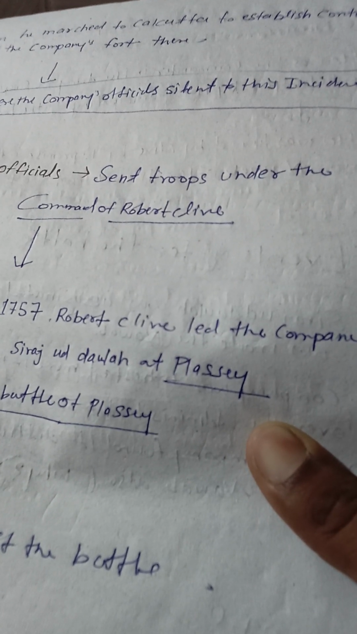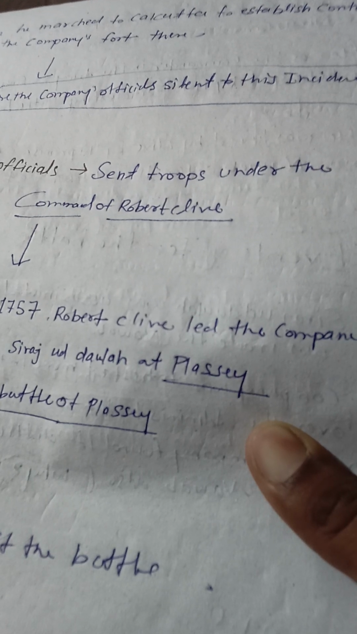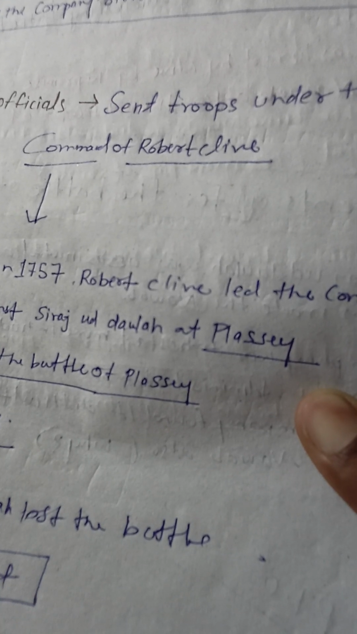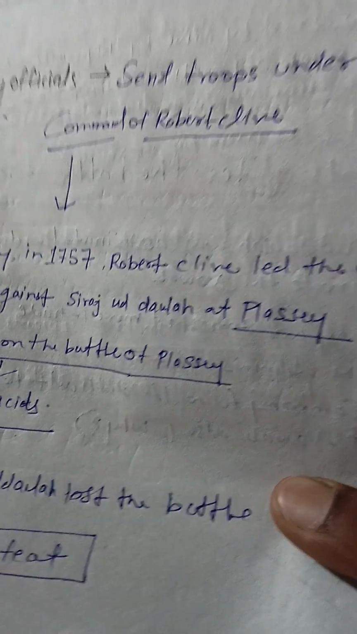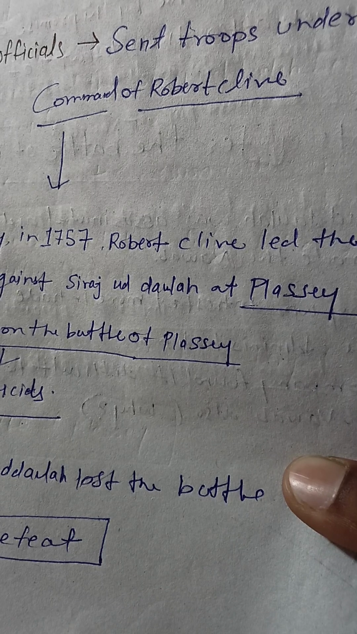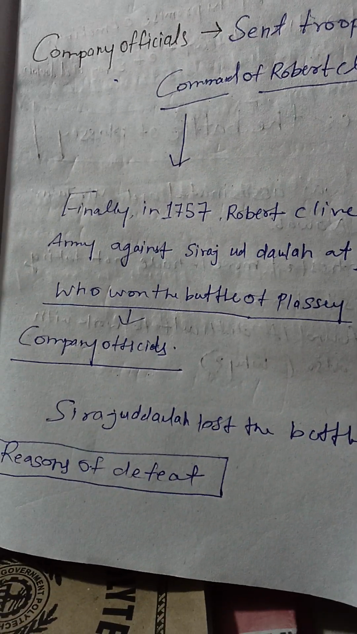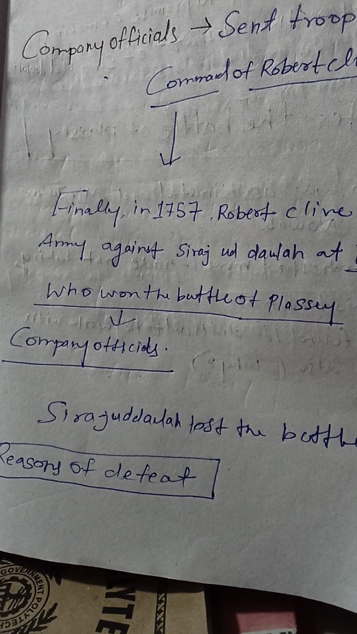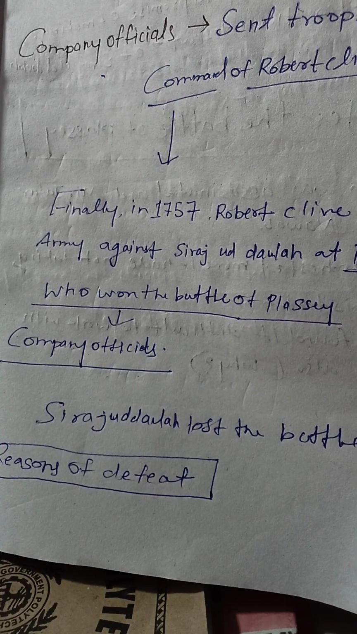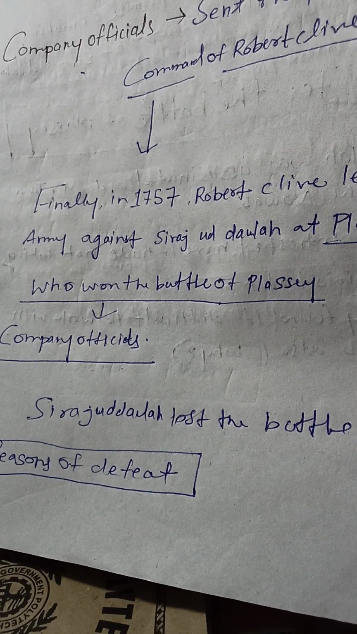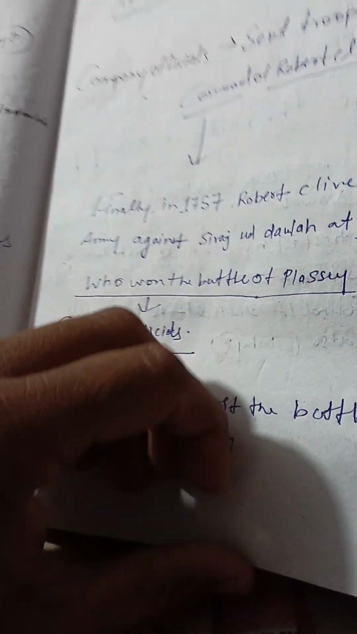The company officials sent troops under the command of Robert Clive. He was the person who played a very crucial role for the English company. Finally, in the year 1757, Robert Clive led the company army against Sirajud-Dowla at Plassey. Now the question is, who won the Battle of Plassey? The clear answer is the company officials. And why? Because one of his own commanders cheated Sirajud-Dowla. We are going to narrate the reasons for the defeat of Sirajud-Dowla at the Battle of Plassey.